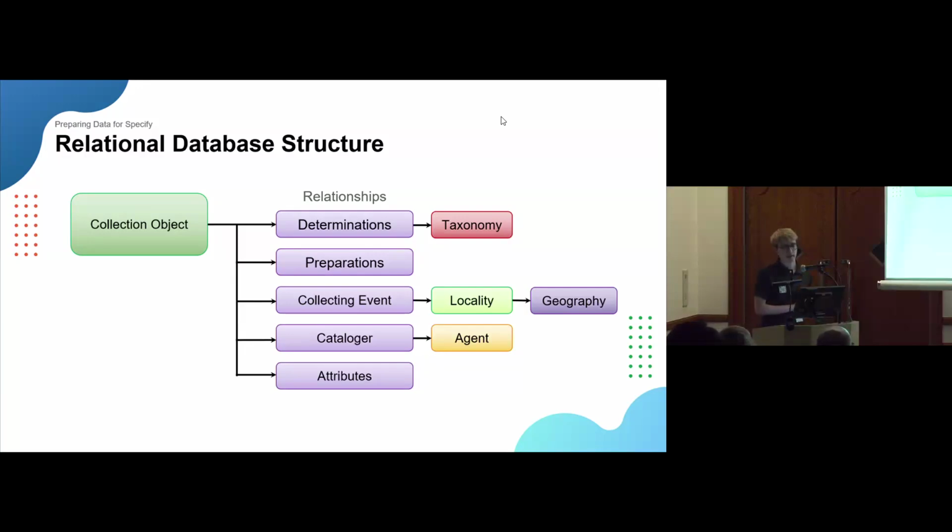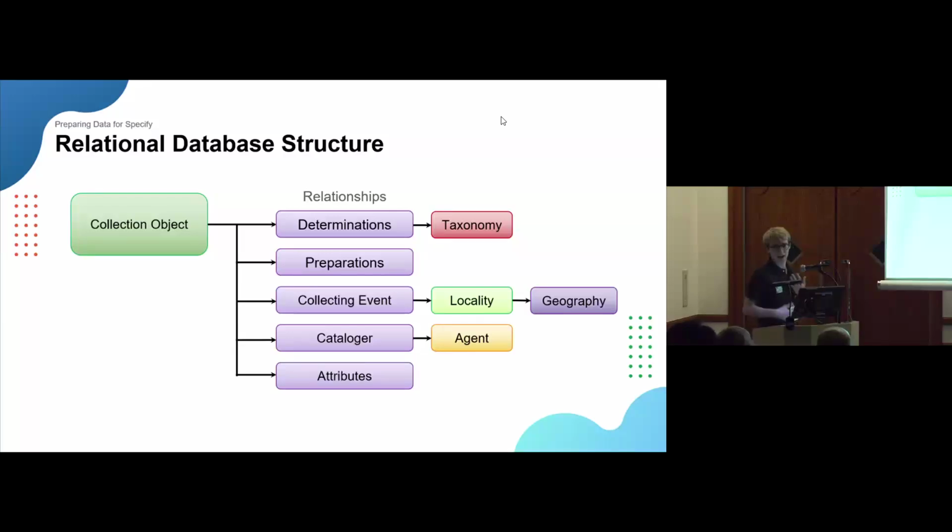And that's just to say that we don't just have a single row that contains all the data for a record. We have a database that has a collection object concept with a bunch of relationships. This makes it so that you don't have to have a taxonomy that's just duplicated across all your different records. You can easily say that you have a determination for an object that points to a single taxonomic name.